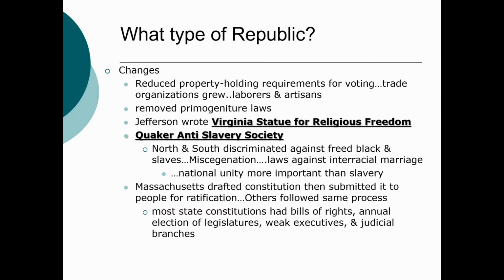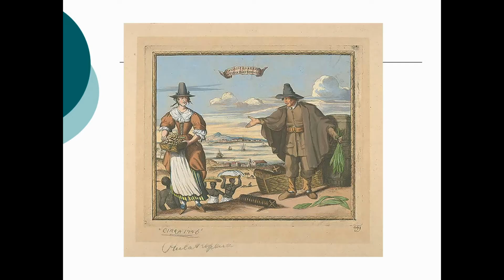Massachusetts will draft one of the first new state constitutions. It will create a bicameral legislature, where it has two legislative branches, like the House and the Senate, and it has three branches of government. Other states will soon follow. Most states will create a Bill of Rights and annual elections of legislators. They'll create weak executive branches because they were afraid of an executive branch gaining too much power, and they'll create judicial branches.